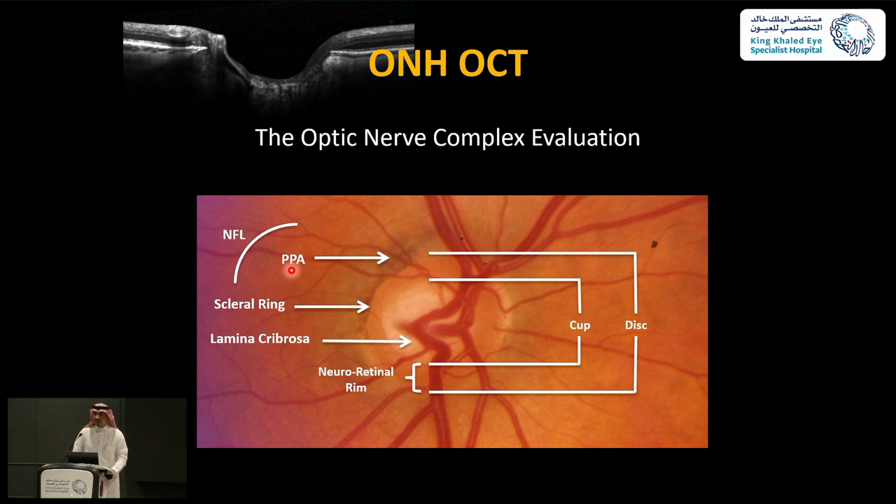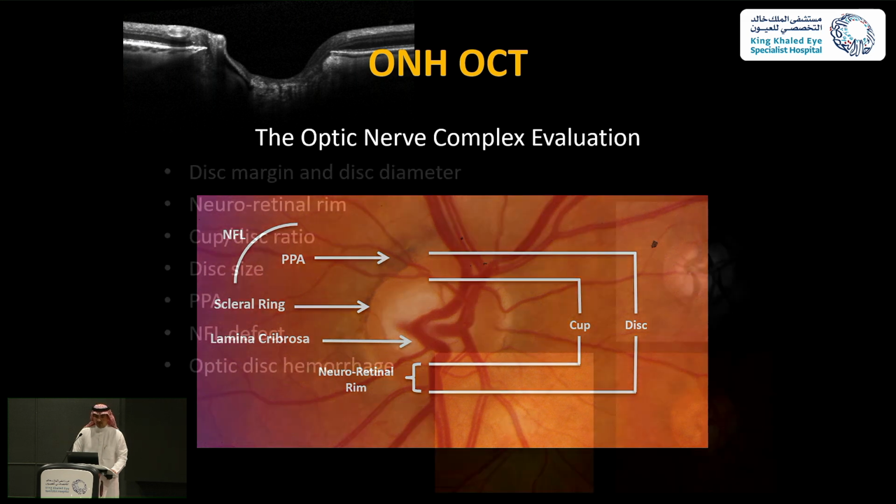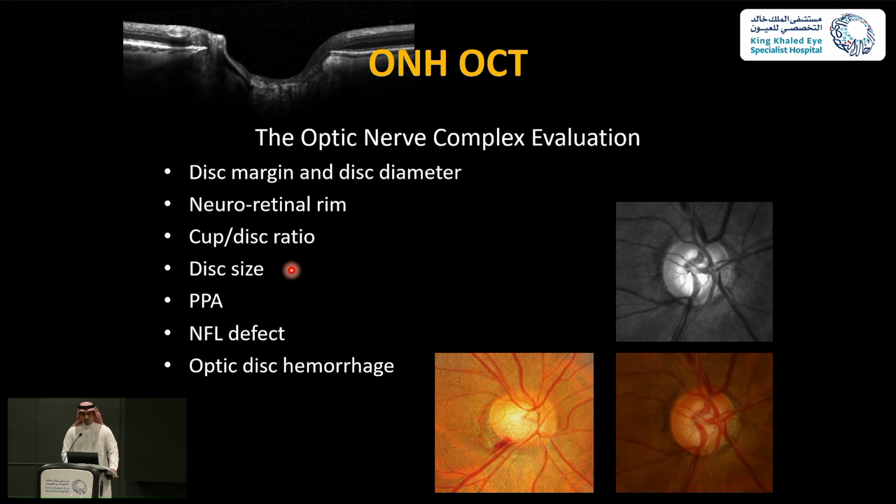But we actually never know what's happening within the optic nerve head. We don't know what's happening before we develop glaucoma and after we develop glaucoma. And that's why we needed a machine to tell us what's happening there. Therefore, the evolution of OCT took place, and it's now one of the most important diagnostic utilities that we have in glaucoma practice.